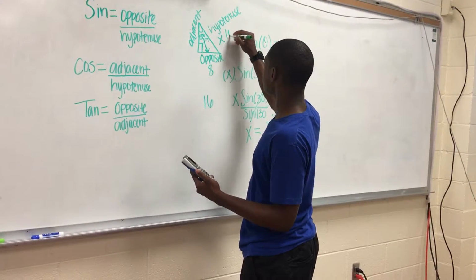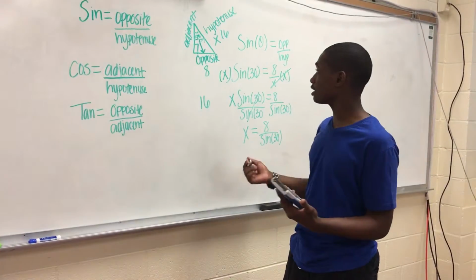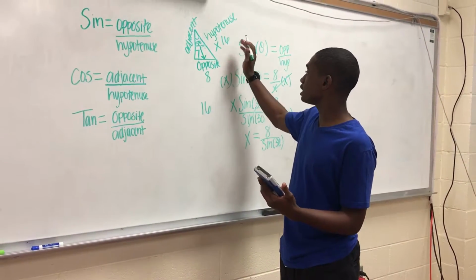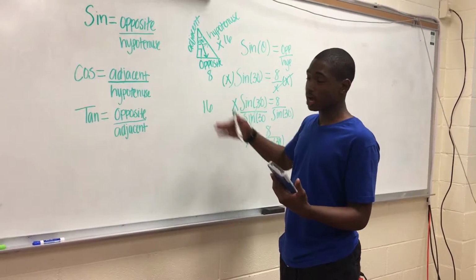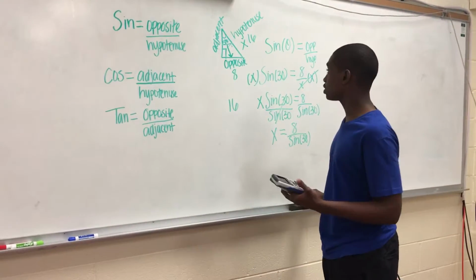So, like I said, the hypotenuse is the largest side of the triangle. So of course it would be more than 8, which is our opposite. Next, I'll show you cosine.